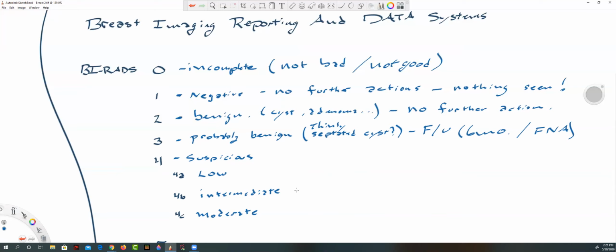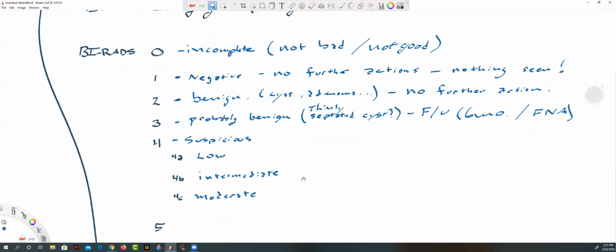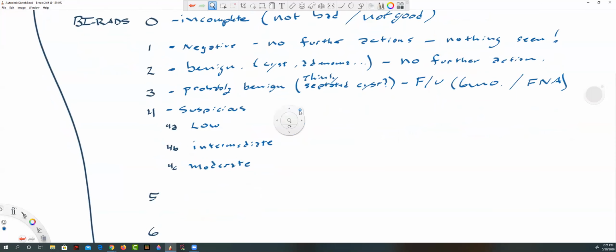Intermediate might be, well, I keep picking on cysts. Maybe there are solid tumors too. Let's say it's a tumor that looks like an adenoma, but it's the wrong shape for an adenoma. So I'm a little concerned about that. Adenomas don't usually look like that shape. And then moderate might be, it kind of looks like an adenoma, but boy, look at the shadowing behind it. Remember, I don't like shadowing in the breast at all.